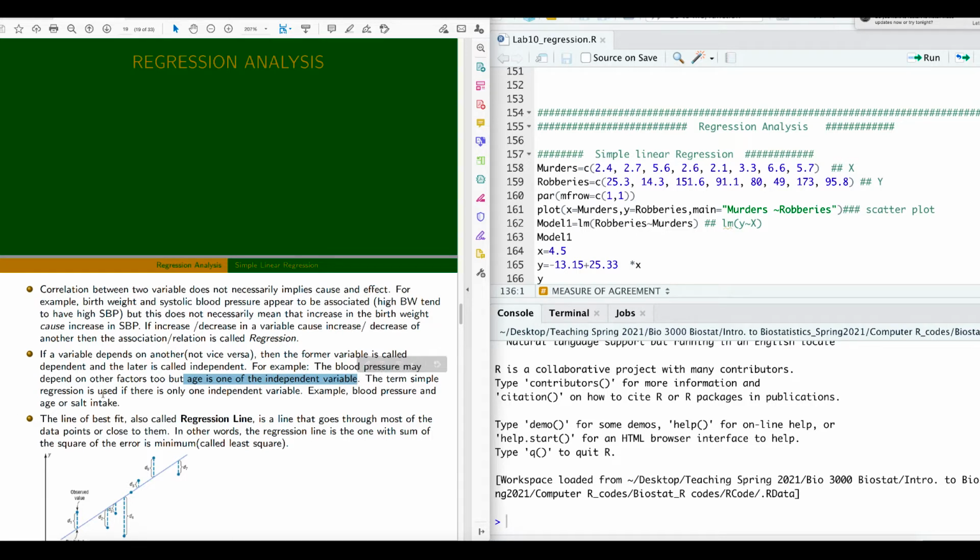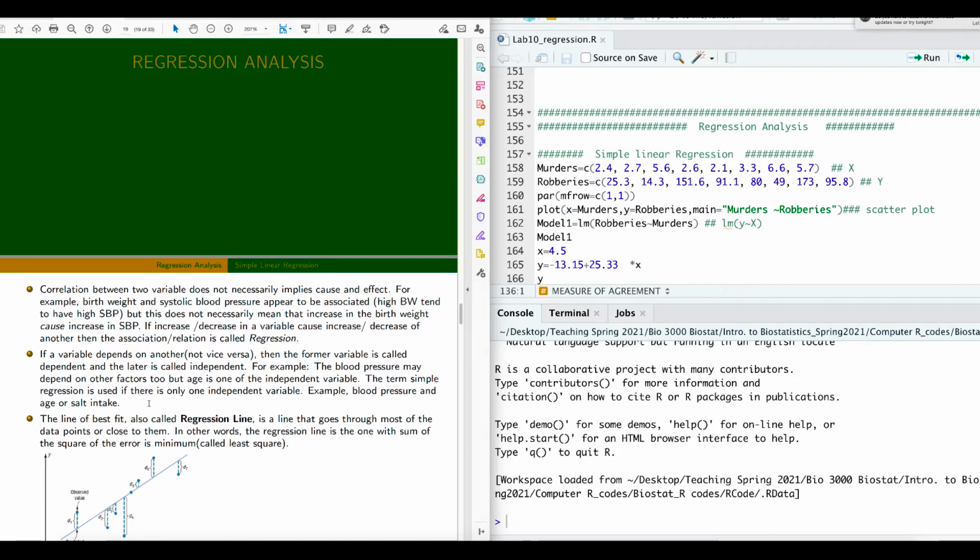The term simple regression is used if there is only one independent variable. If there are many independent variables, we call it multiple linear regression. Examples of simple regression are blood pressure and age, or blood pressure and salt intake. If you increase the salt intake, then your blood pressure goes up. That's why blood pressure is the dependent variable, because it depends on salt intake. Blood pressure also depends on age. So if you say blood pressure depends on age and salt intake together, then that will be multiple regression.